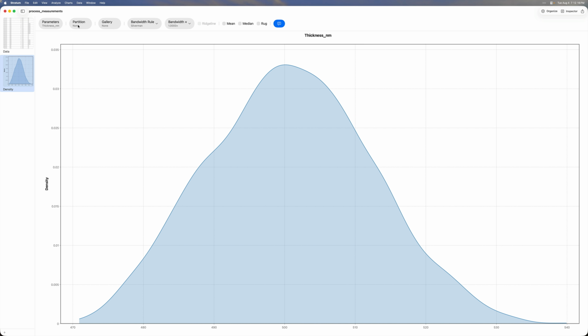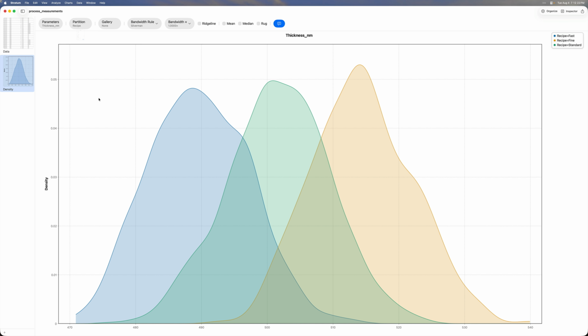The idea is simple. For every data point, we drop a tiny smooth bump, then add them all up. The curve is tall where points crowd together and low where they're sparse. No bins, no jagged edges, and easy to overlay several groups at once.